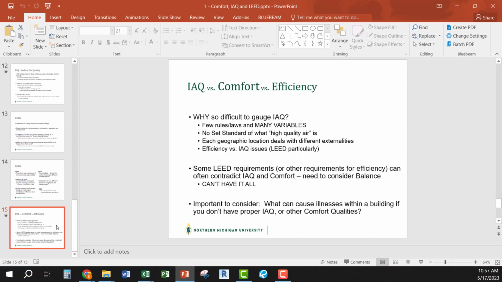And the last piece of it is understanding IAQ versus comfort versus efficiency. All those things sometimes can go hand in hand, but a lot of times there's trade-offs involved. So in order to meet some of the comfort stuff, we have to give up some efficiencies. In order to meet some of the efficiencies, you have to give up some air quality things. In order to meet air quality, we have to give up some of the efficiencies. So there's a lot of trade-off. We're not going to get that perfect situation, so you're trying to balance all these different factors.